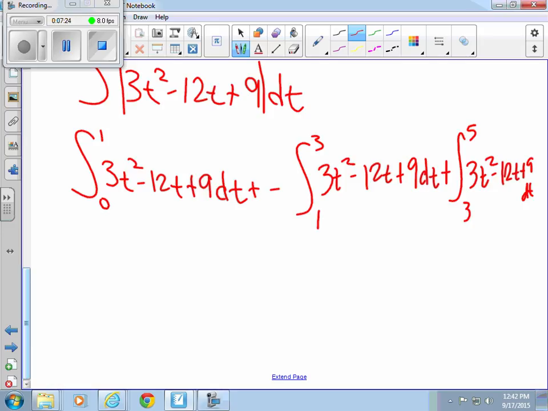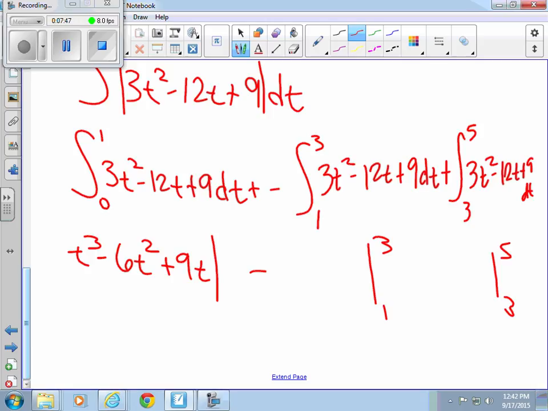Now, I'm going to anti-differentiate. So I get t cubed minus 6t squared plus 9t. I'm going to use that same work 3 times, right? I'm going to use that same thing from 0 to 1, 1 to 3, and from 3 to 5.